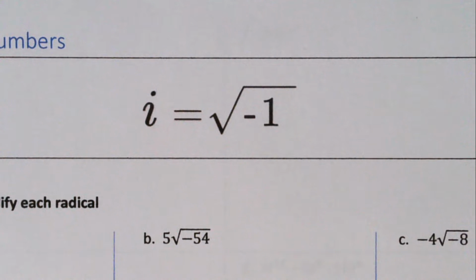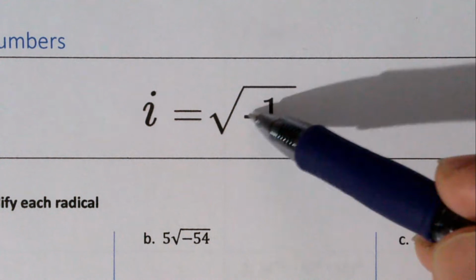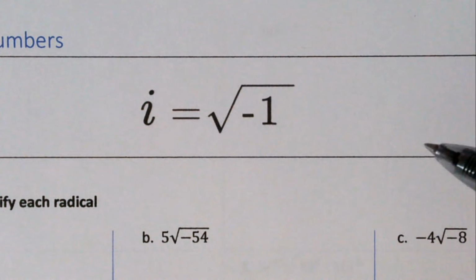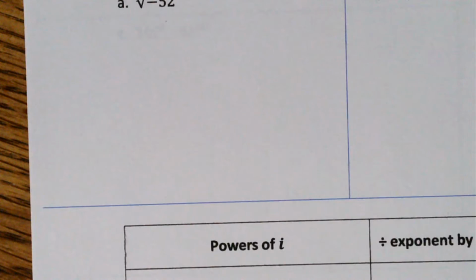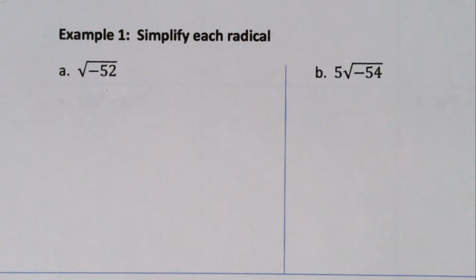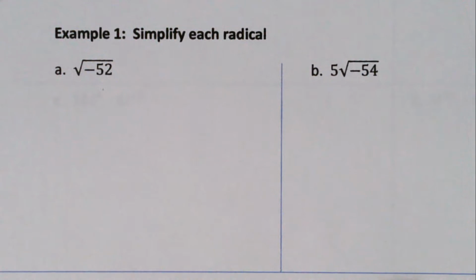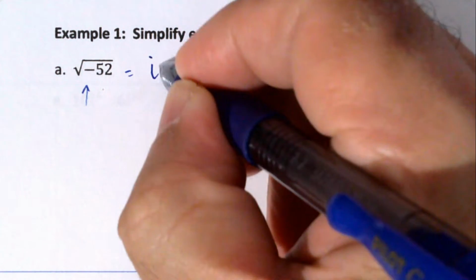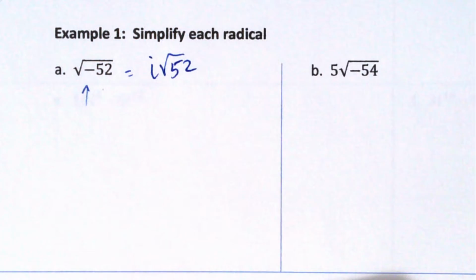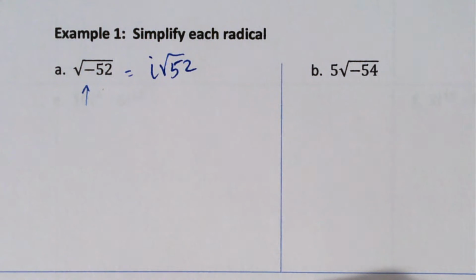But it's only the negative that makes it imaginary. If I have some other number in there, we're going to separate it. In our first example, we have the square root of -52. What you're going to do is take the negative sign out. That's going to make it i times the square root of 52, and then deal with the square root of 52.